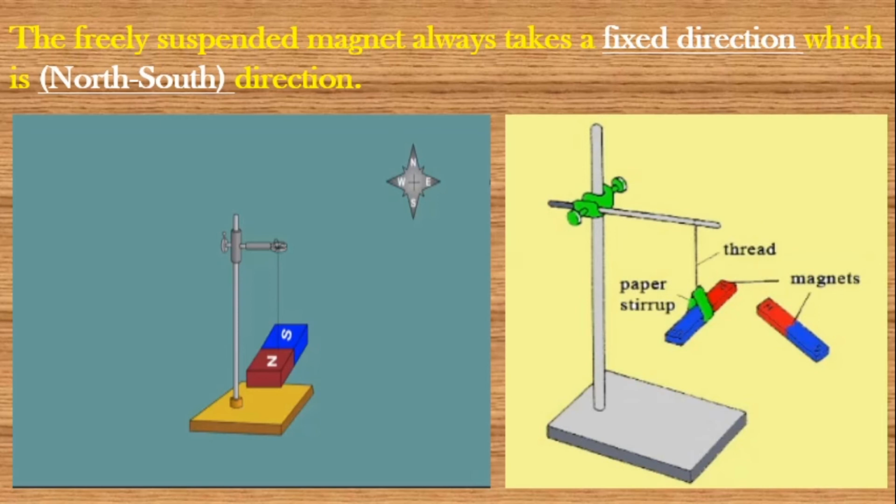You will find that the north pole of the magnet points or refers to the north pole of the earth, and the south pole of the magnet points or refers to the south pole of the earth. Try this experiment with another magnet. You will get the same result. So, the freely suspended, and the word suspended means hanging, magnet always takes a fixed direction, which is north-south direction. It means that the north pole of the magnet points to the north pole of the earth, and the south pole of the magnet points or refers to the south pole of the earth.